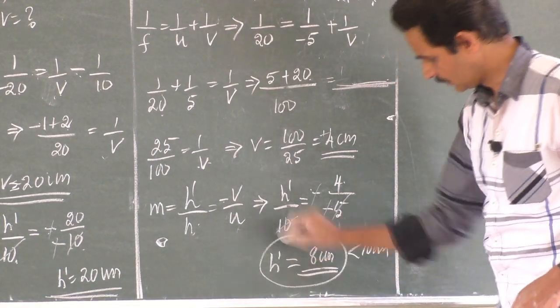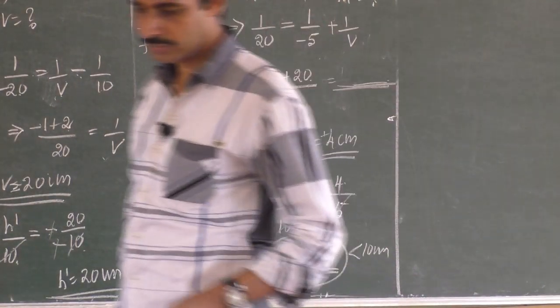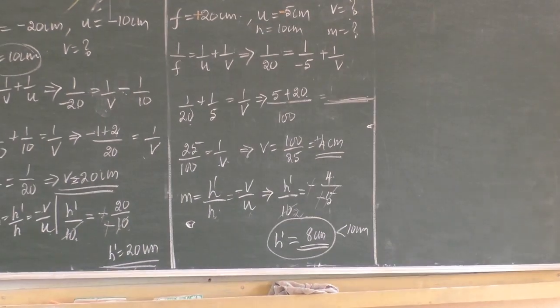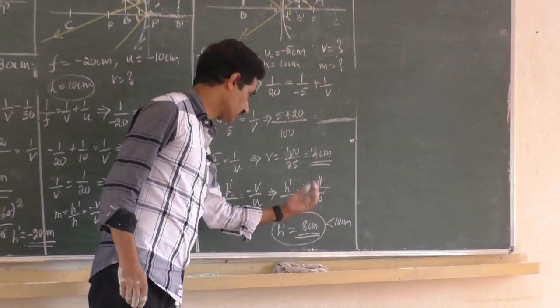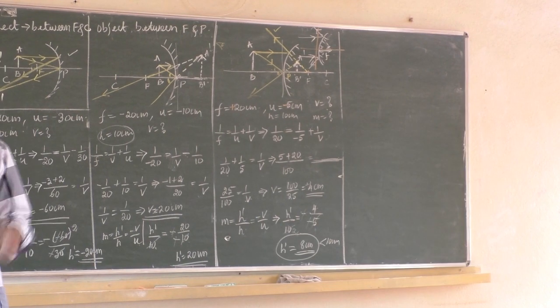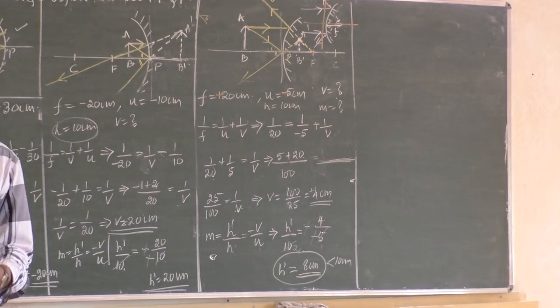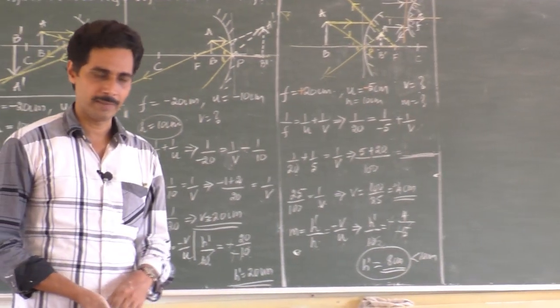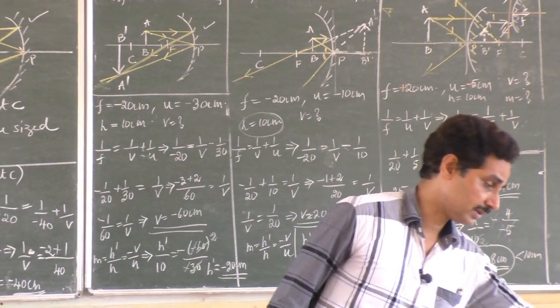Yes. So a diminished virtual image inside the mirror is formed, and it is erect above the principal axis. We got h dash positive, and it is not negative, otherwise it would have been inverted. Now it is erect, but it is diminished, less than 10, formed within the mirror. So this way, whenever you solve the problem, you should go along with the sign conventions.